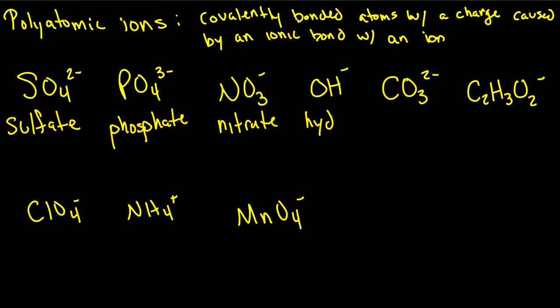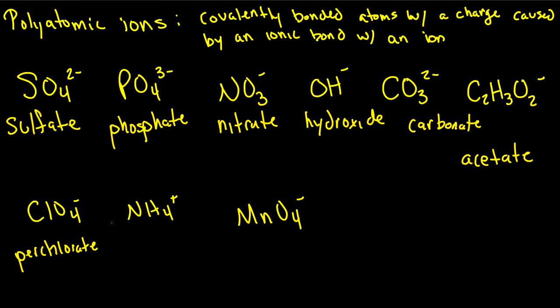OH is hydroxide. CO3, it's carbonate. C2H3O2, sometimes you may also see it as CH3COO, that's acetate. ClO4, that's perchlorate. NH4, that's ammonium. MnO4, that's permanganate. So those are some of the common polyatomic ions you'll see.